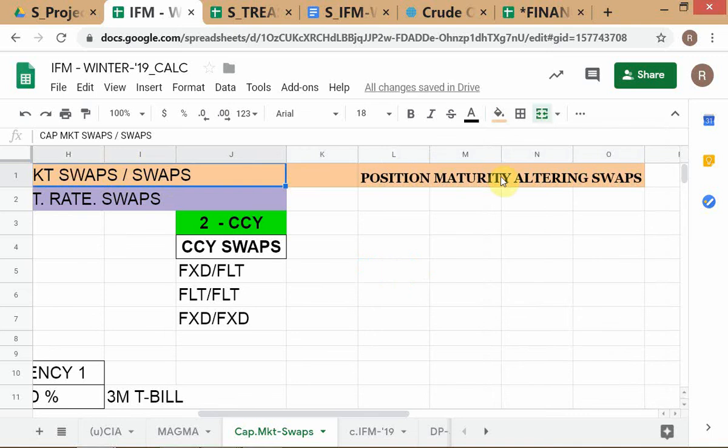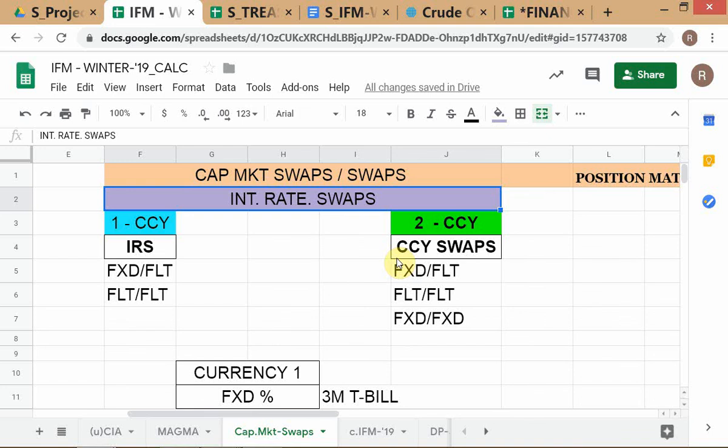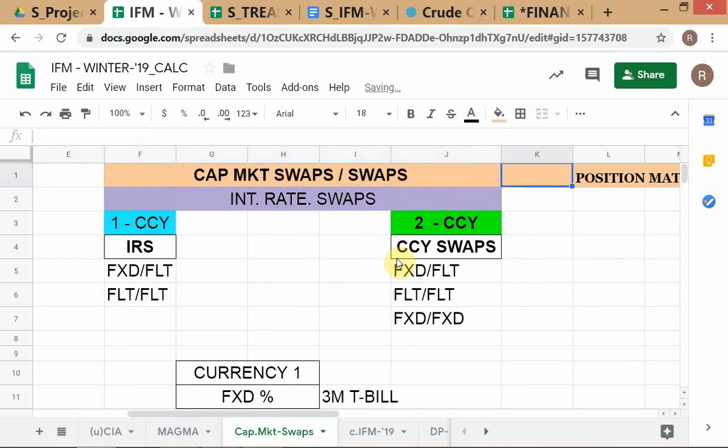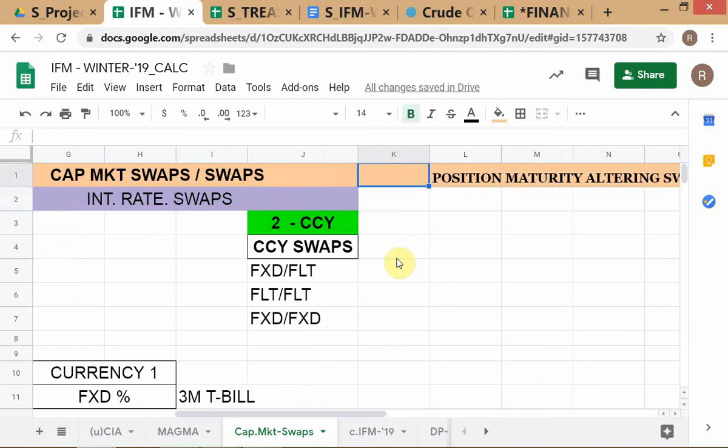So these are basically the two types of swaps. Is this clear? It will become clearer later on in terms of what they actually are. But first, understand the taxonomy. This is the right way to classify it, okay?